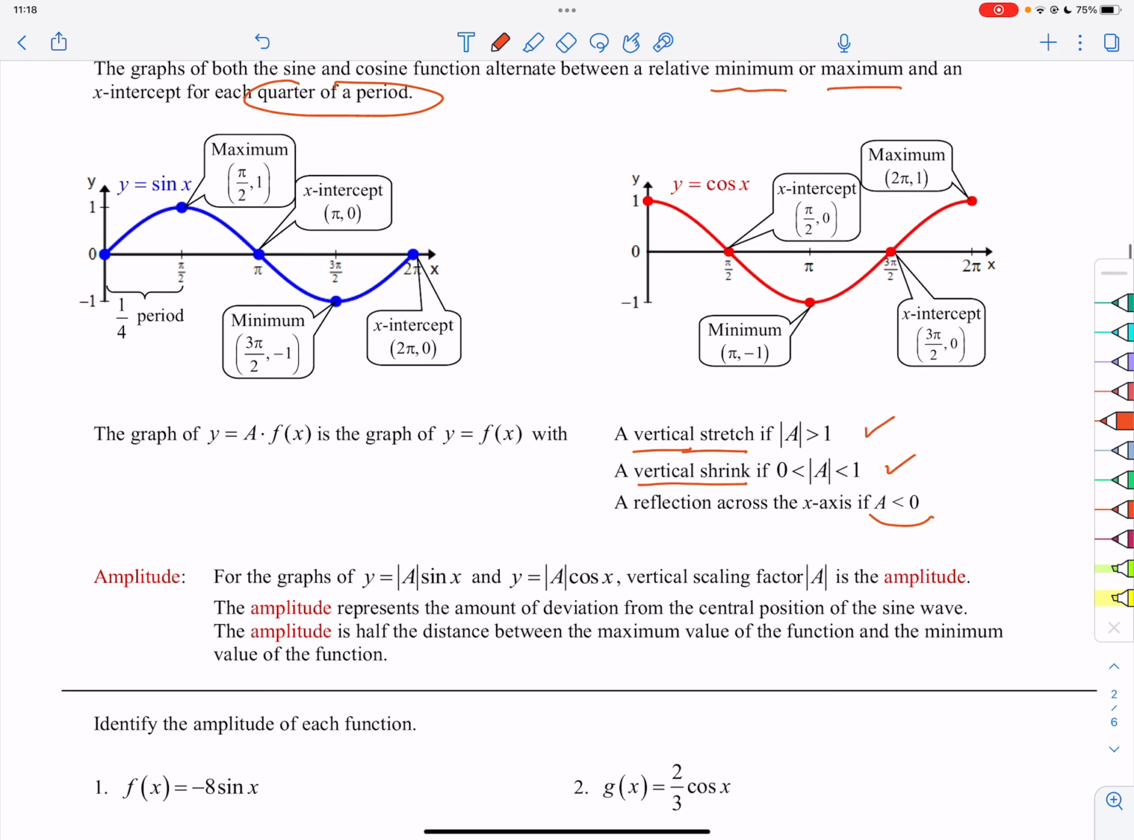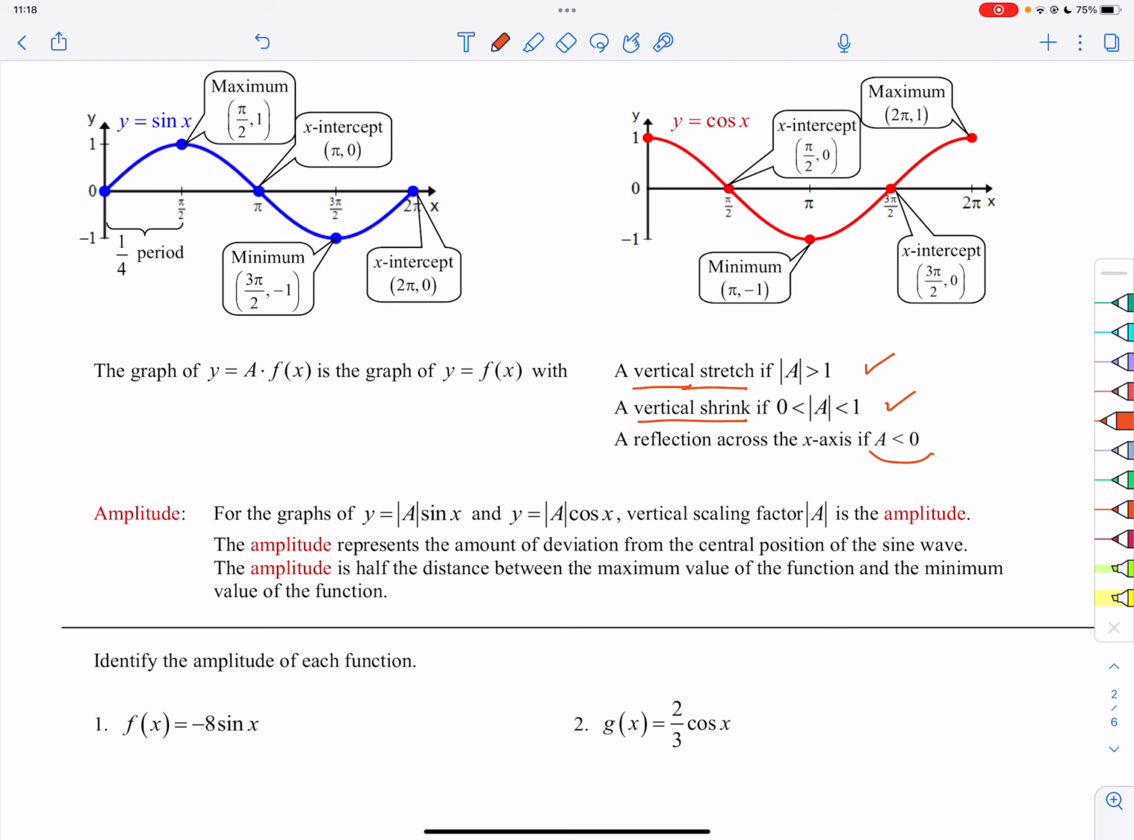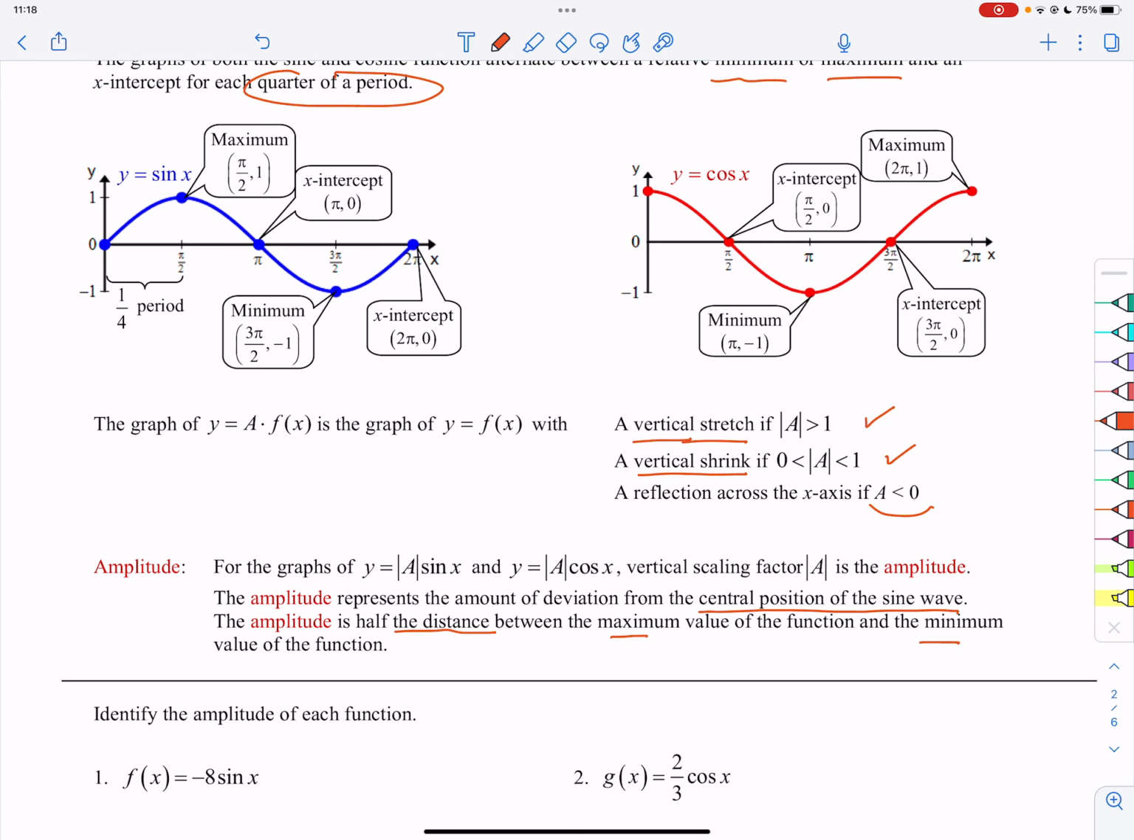Let's talk about the amplitudes. The amplitude represents the amount of deviation from the central position of the sine wave. And the amplitude is half of the distance between the max and the min. So that amplitude is halfway between, if this is my max and this is my min, that amplitude is this distance. Okay? So that amplitude is half of that distance between the max and the min of the function.